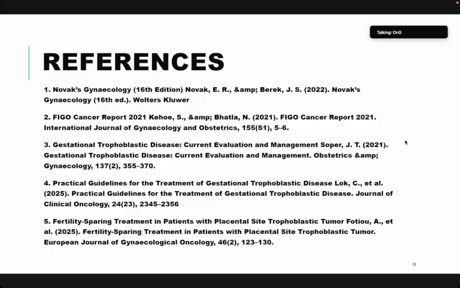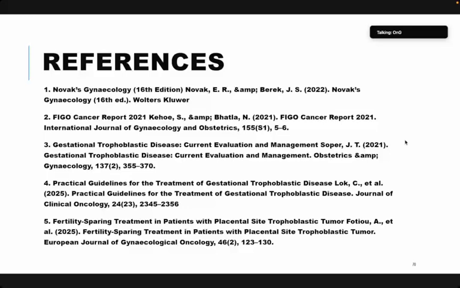But just as an overview, GTD actually encompasses GTN, and the separate classification helps you to target which group of patients, from benign moles to malignant moles, so that they are directed to the right unit and are all maintained in the same place.